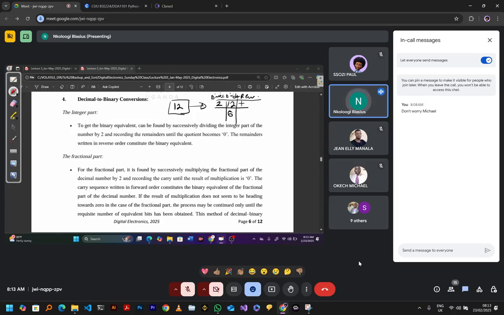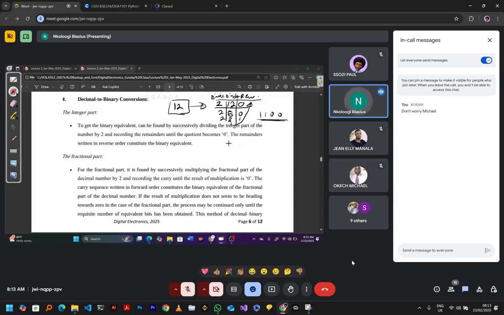And then what is the remainder here? The remainder will be 0. Again, 6 divided by 2, that will be 3, remainder 0. 3 divided by 2, that will be 1, and remainder 1. So we write the answer in the reverse direction like this, and then you should be having something like this as your answer. That is one method.